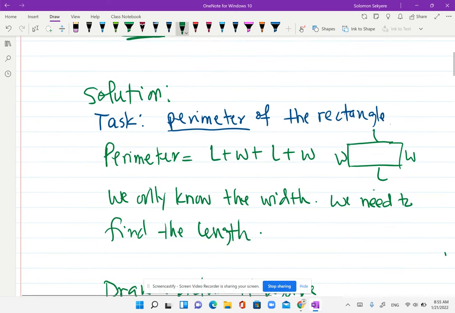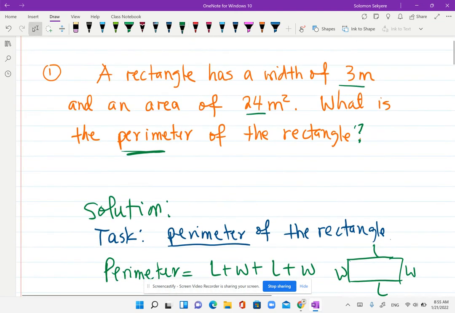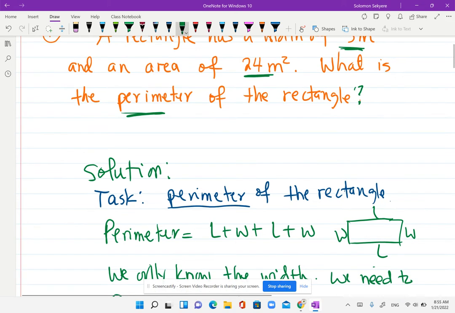Okay, so here, this question: what is the perimeter of the rectangle? It has a width of 3 meters and an area of 24 meters squared. What is the perimeter? Okay, let's go solve some problems.